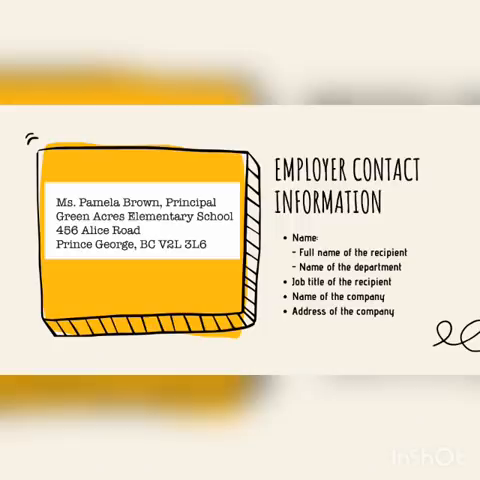Okay, now let's talk about the employer contact information or inside address or name and address of recipients. From the example, we know that Ted is writing a letter to Miss Pamela Brown. So Miss Pamela Brown is the name of the recipient, and she is a principal, so it's the job title of Miss Pamela Brown. And then Green Acres Elementary School is the name of the school where Miss Pamela Brown works. And then below that there is address of the school.